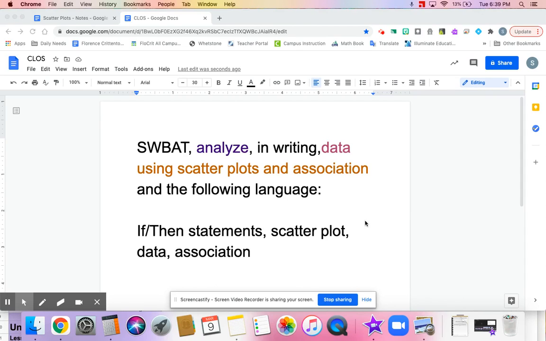The CLO for this lesson is that students will be able to analyze, in writing, data using scatter plots and association, as well as the following language: if-then statements, scatter plots, data, and association. So what do you think you're going to learn how to do in this lesson?